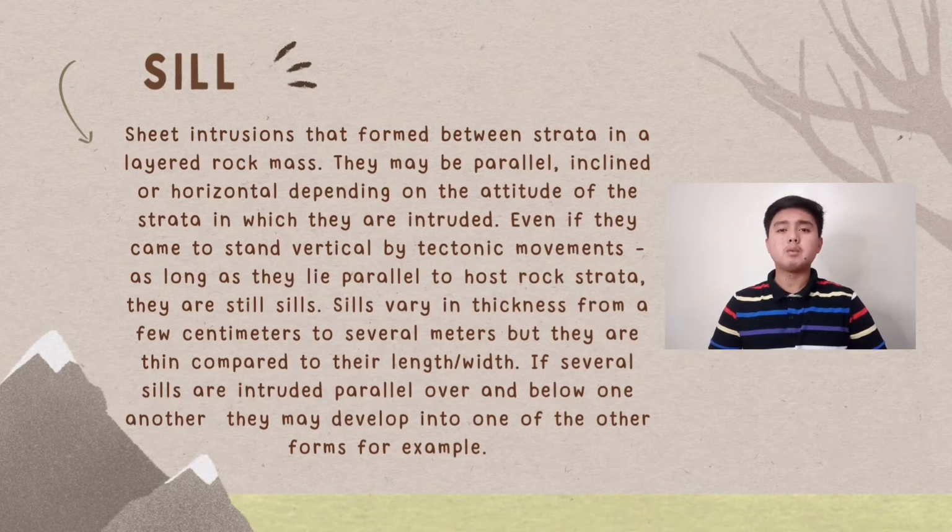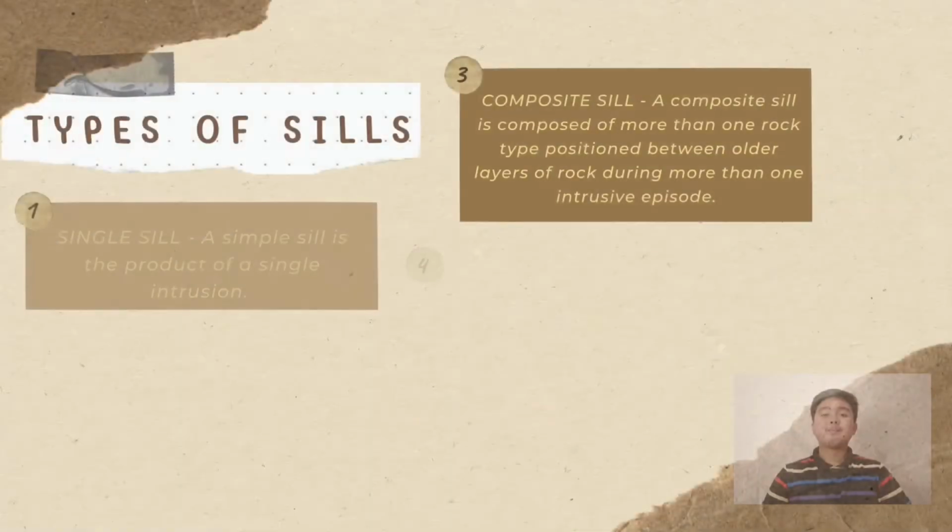Even if they came to stand vertical by tectonic movements, as long as they lie parallel to host strata, they are still sills. Sills vary in thickness from a few centimeters to several meters, but they are thin compared to their length and width. If several sills are intruded parallel over and below one another, like a pile of pancakes, they may develop into one of the other forms.